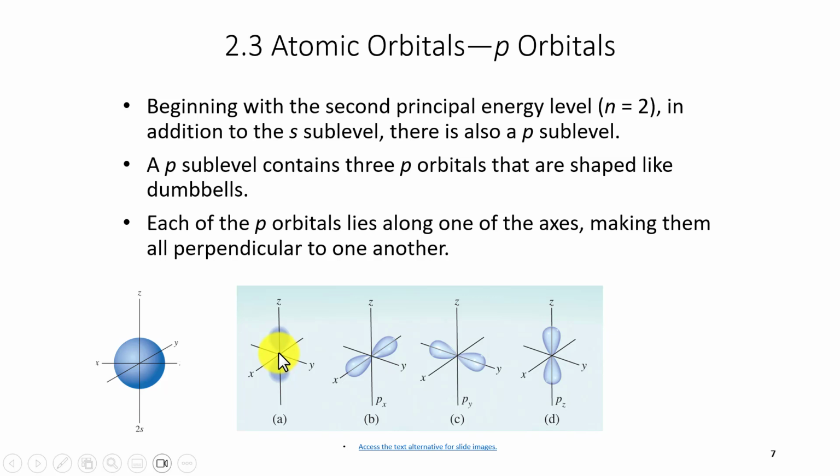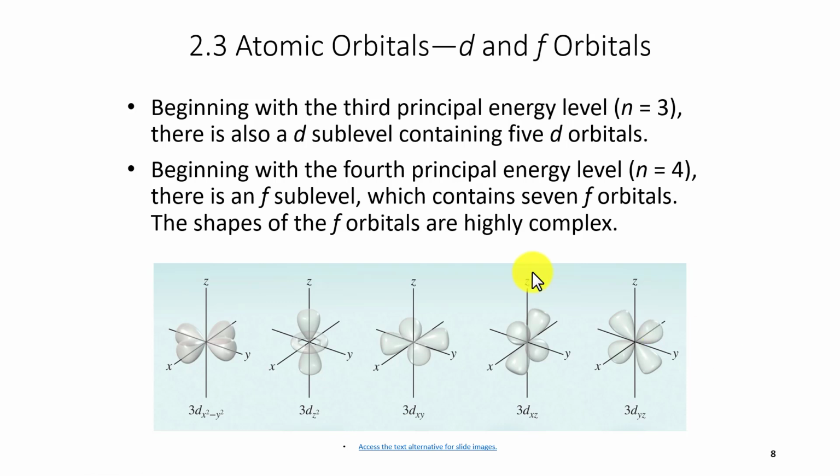The nucleus is right at the intersection of those three coordinates, so right in the middle here. Now you can see that the p orbitals have a much different shape than the s orbitals. And as I move on to the third energy level and the fourth energy level, I now add the d sublevel and the f orbitals. And you can see that the shapes are all different.